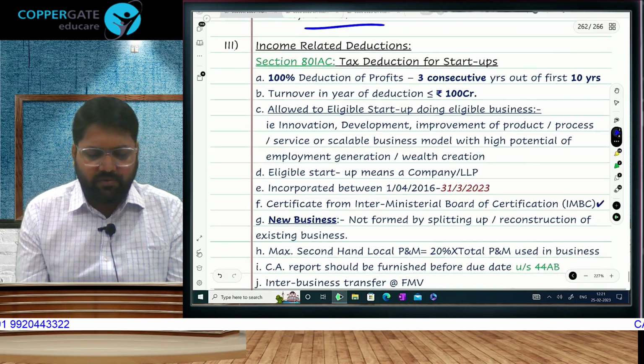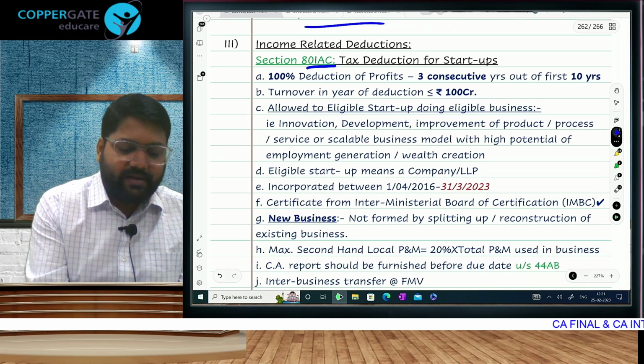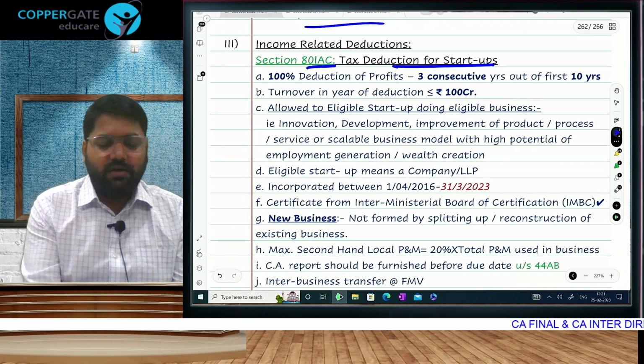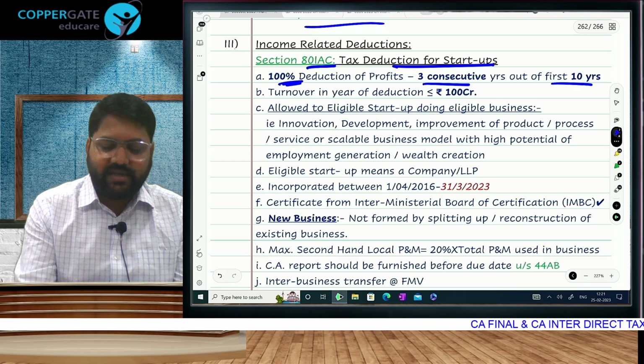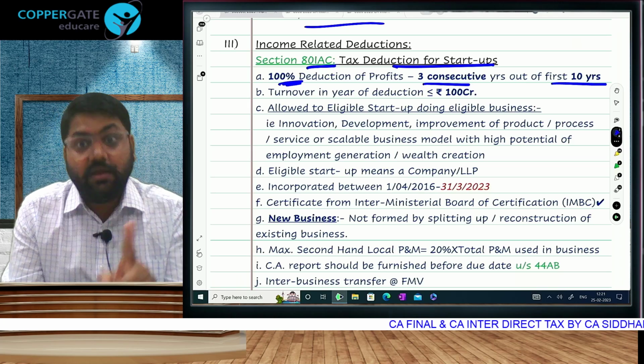You can read through this. This takes us to the last category of deductions: income related deductions. 80 IAC, 100% deduction for startups. 100% deduction, 3 consecutive years out of the first 10 years. 3 years out of the first 10, and they have to be consecutive.